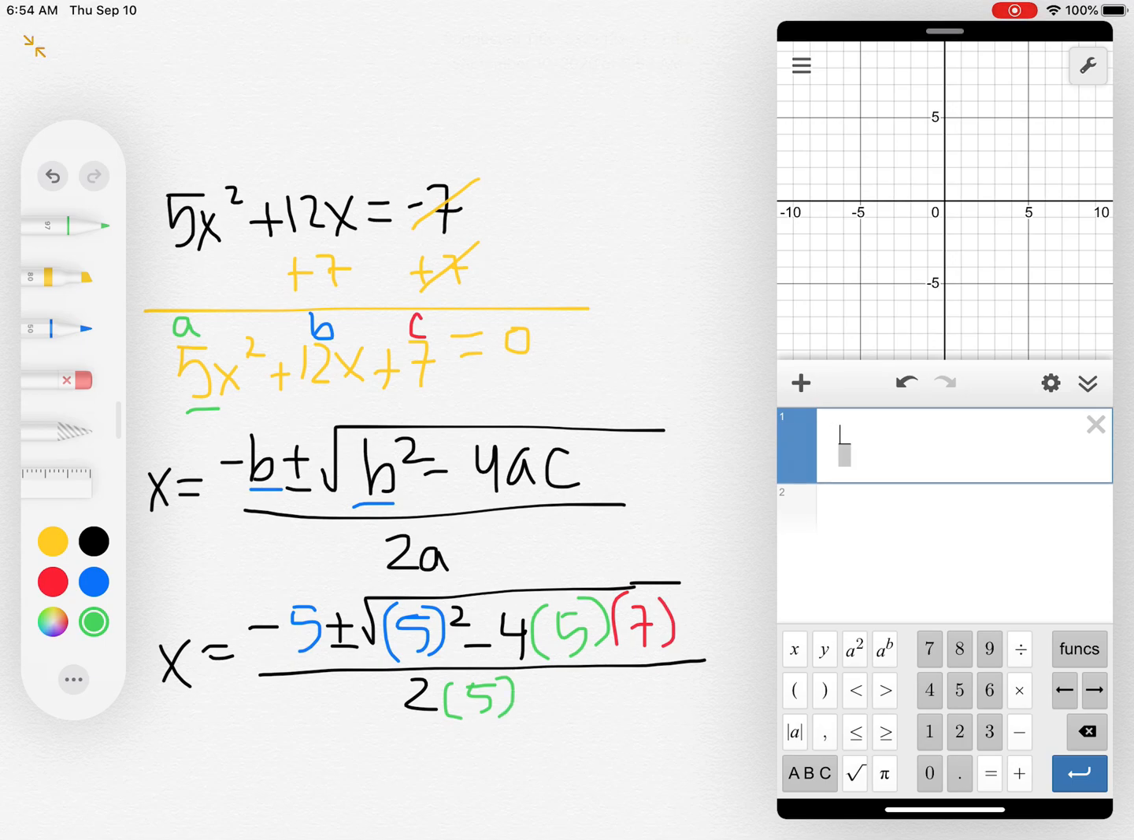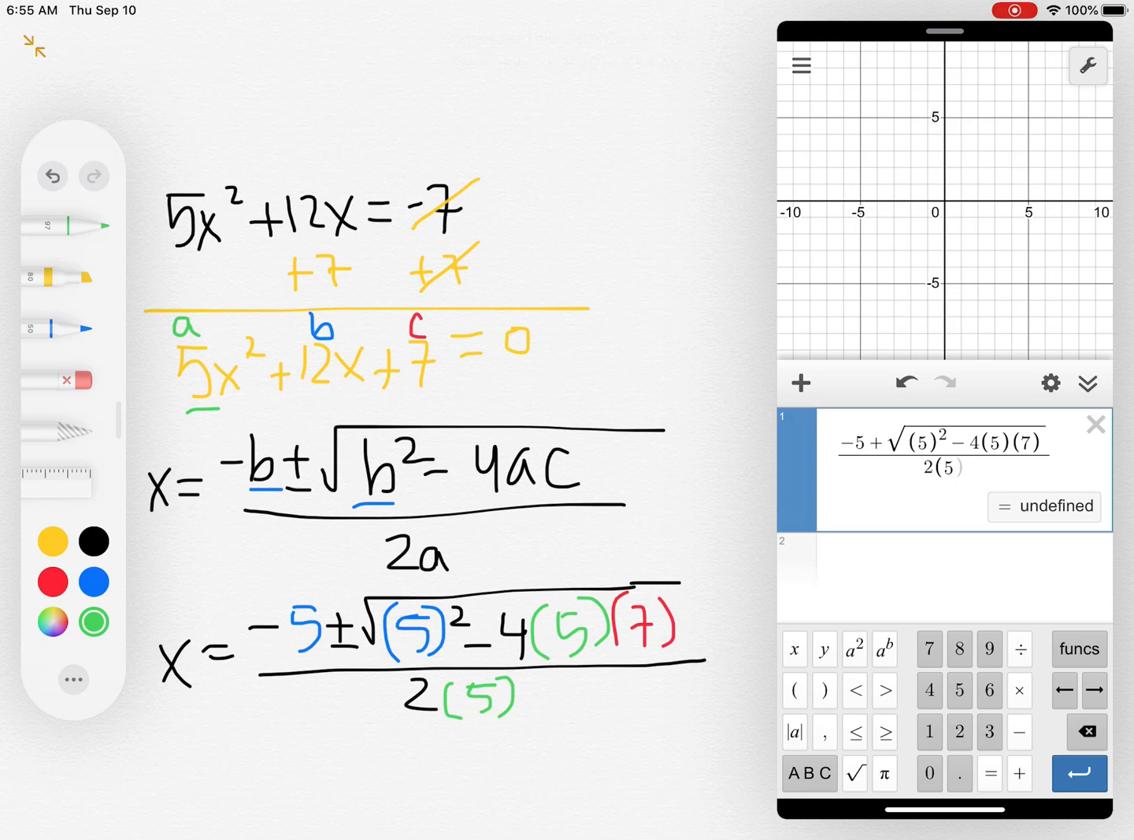And now let's type it in. Division key to get your big fraction. Now let's type in the top of our fraction. Let's do the plus sign version first. Make sure you get all your parentheses in there. Down in the denominator is 2 parentheses 5.